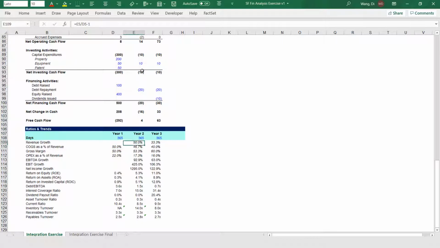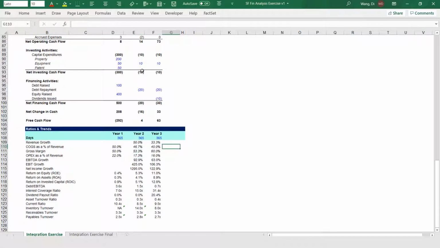And there we have our completed ratio and trends. And of course, there are a lot more trends and ratios than what we covered here. But this is a good introduction for you to understand and fully interpret a set of financial statements.